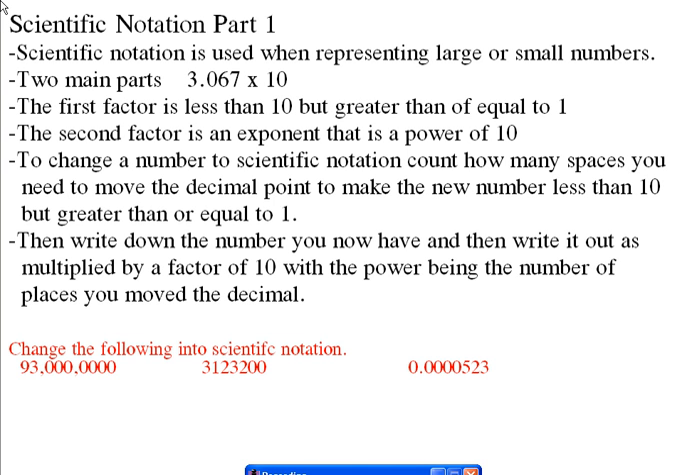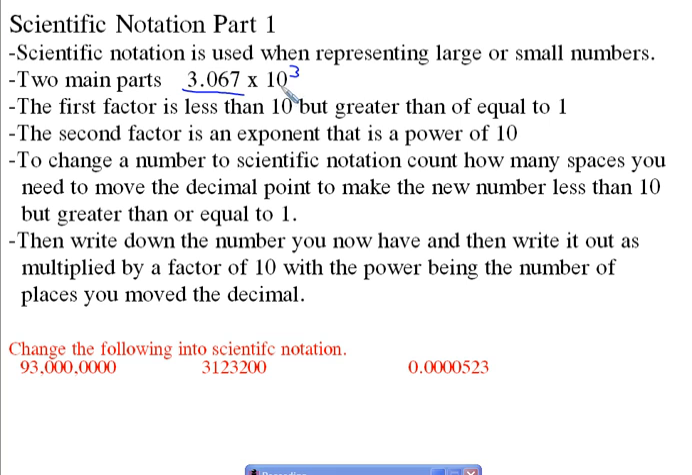Scientific notation, part 1. Scientific notation is used when representing really large or really small numbers. Now there's two main parts in any scientific notation form. The first part is this part right here. That's 3.067. That's a number that's less than 10, but 1 or greater. And the second part is a power of 10 times the power of 10. Now these are the two factors, remember factors means multiplication, that are a part of any scientific notation form. So it's just this times this.